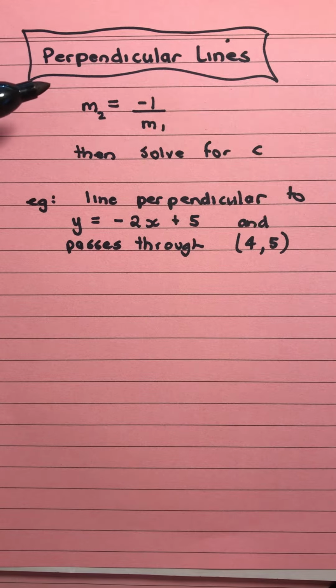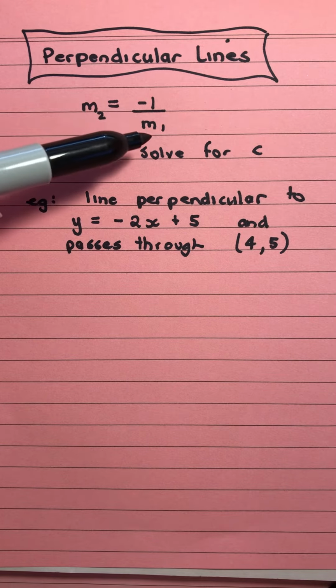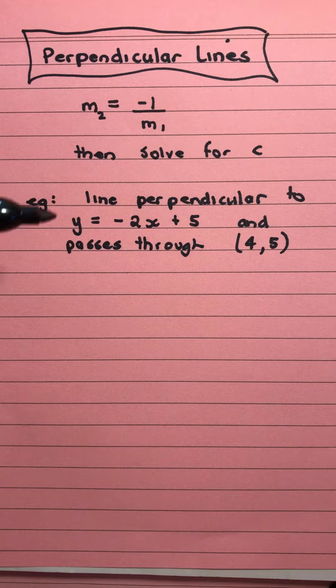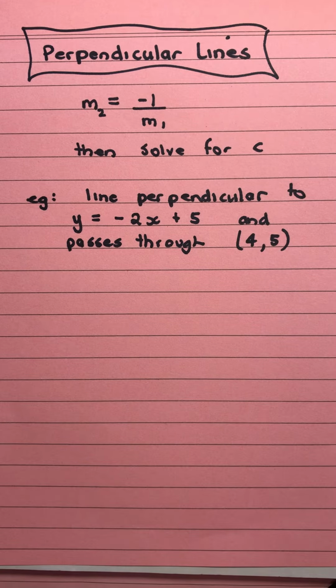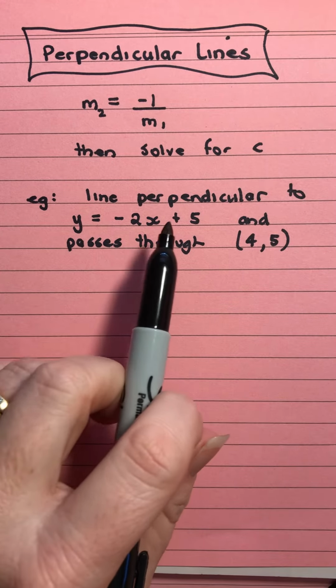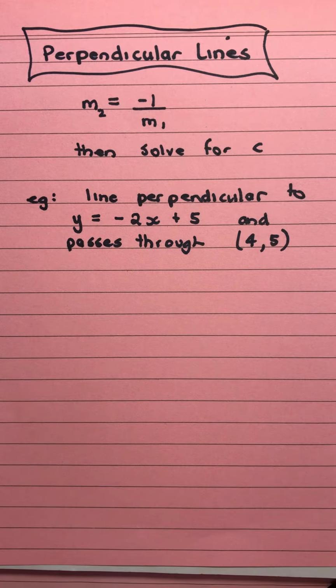So for perpendicular lines, we know that the gradients multiply to give -1, which means that the new gradient is going to be -1 divided by the old gradient. And then we're going to solve for c. So if we've got a line that's perpendicular, so that means at right angles, to y equals -2x plus 5, and it passes through (4, 5), we can work out the equation of that line.